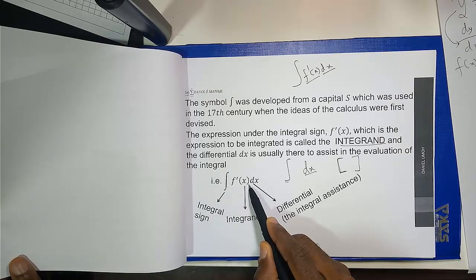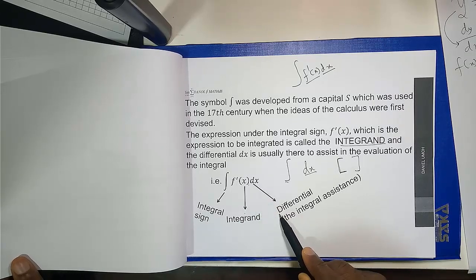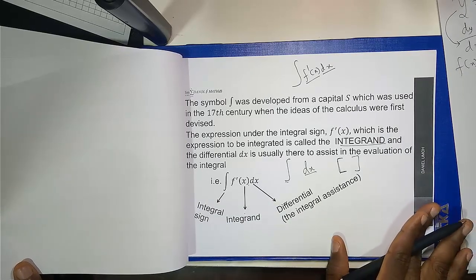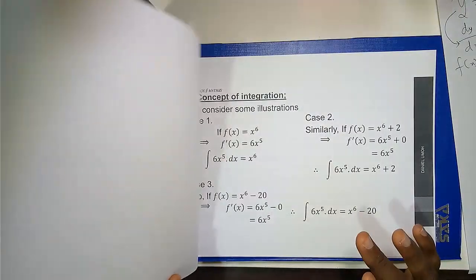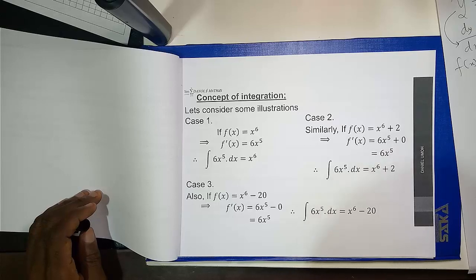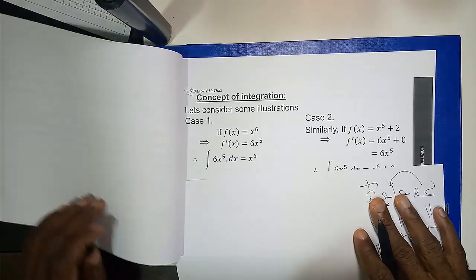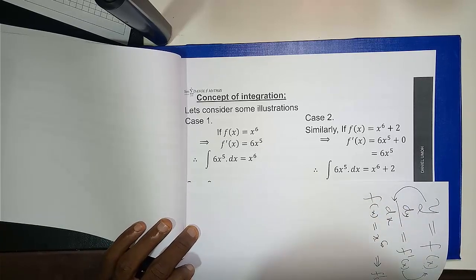This, which is under the expression under the integral sign, is called the integrand, and this dx is called what? The differential, or you call it the integral assistance. I hope you understand that. Now let's establish some concepts. This concept is very important as it will help us in understanding the concept of constant in integrations. Please, I want you to pay attention.